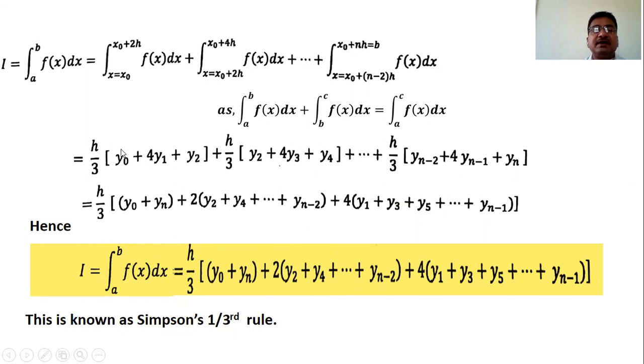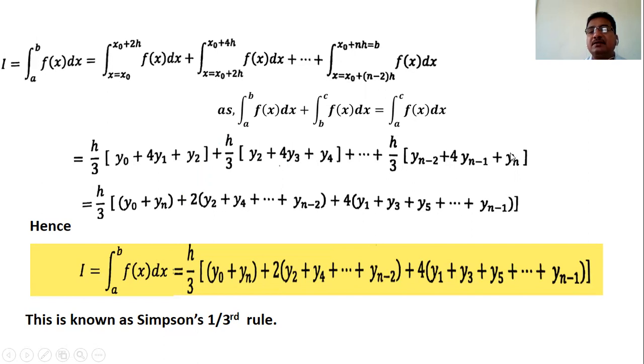Y naught is a single term, and y1 and y2 here are two terms. This y4 and the next y4 are two terms, but yn and y naught are single terms. Therefore write in one bracket y naught plus yn, the first term and last term, and then y2 plus y2 becomes 2 times y2. Then y4 plus the next y4, in the next bracket h by 3, y4 plus 4 y5 plus y6, so that y4 and y4 becomes 2 y4.